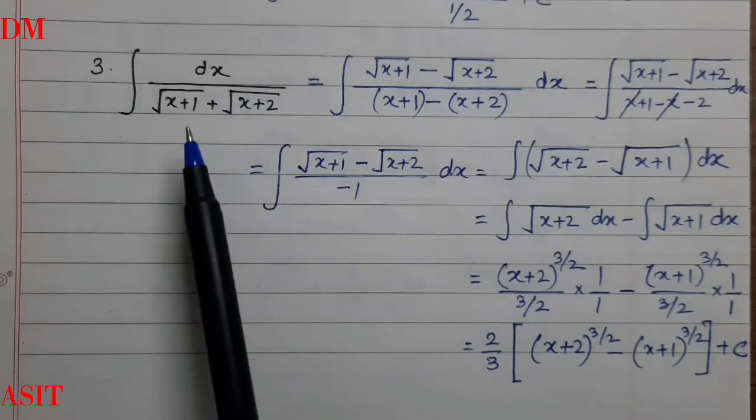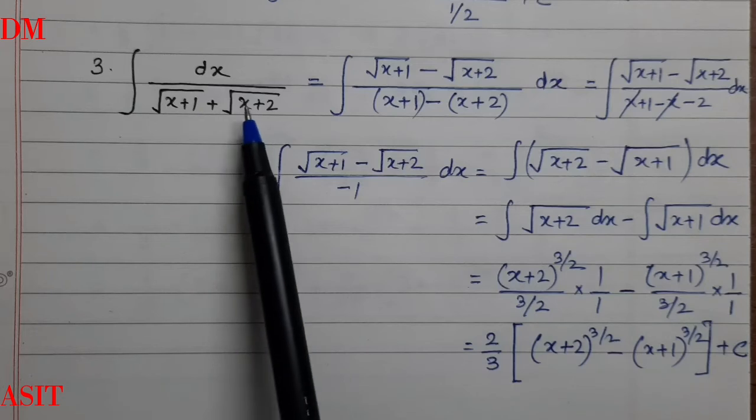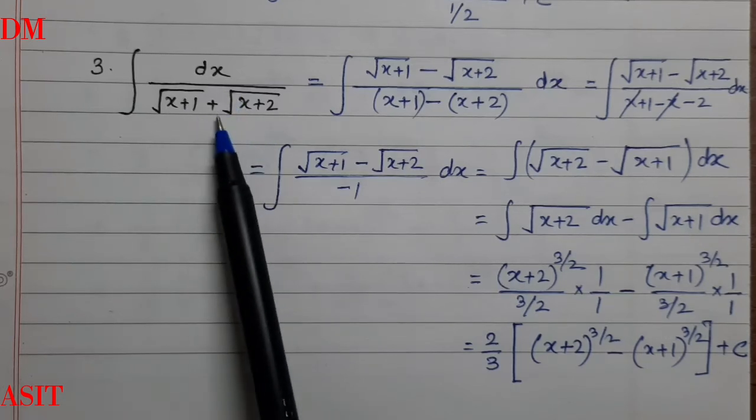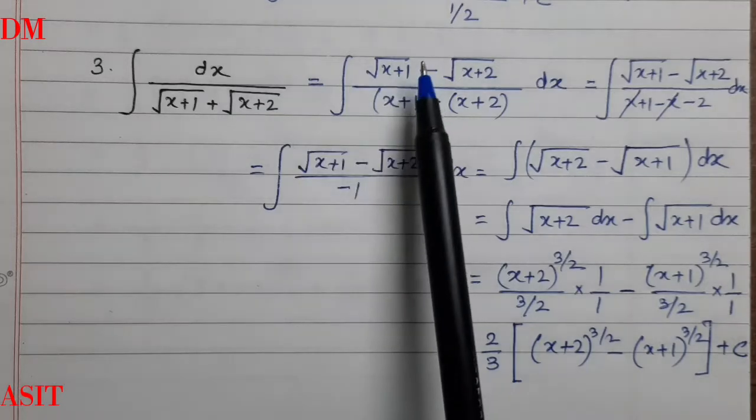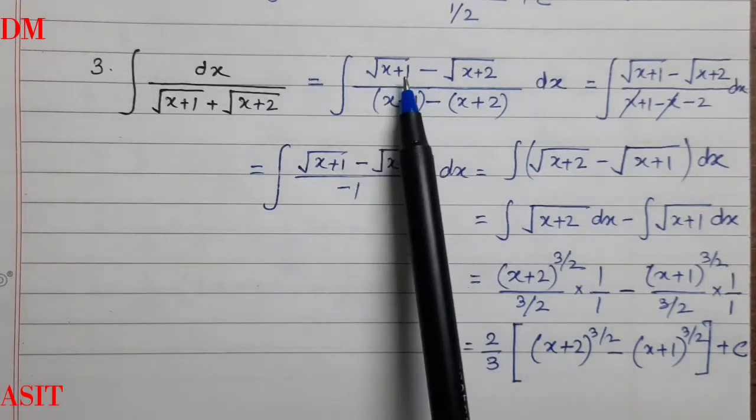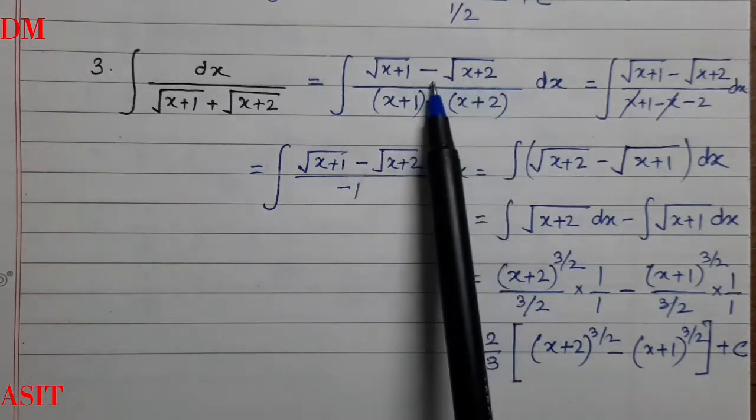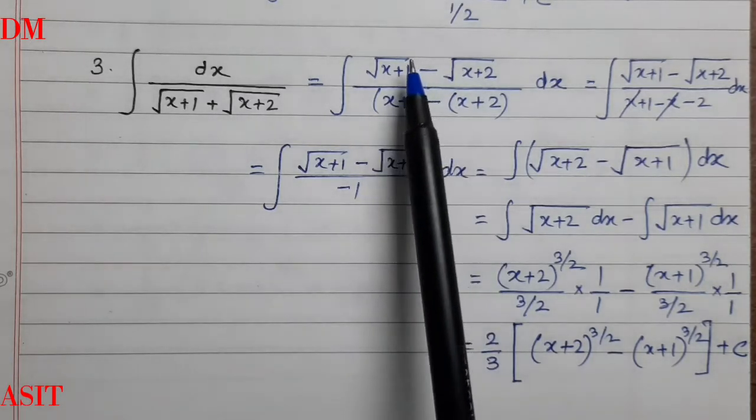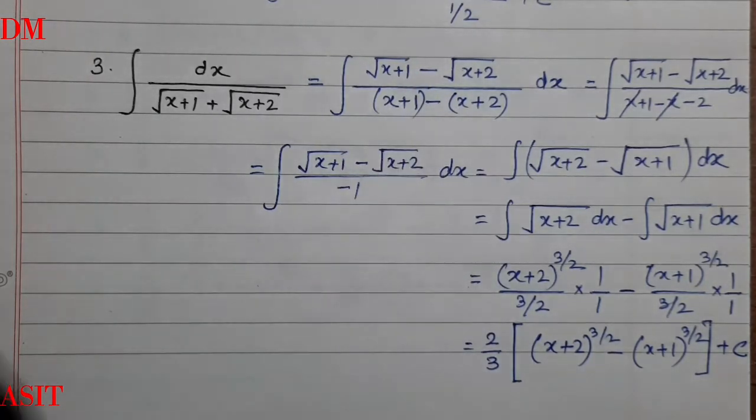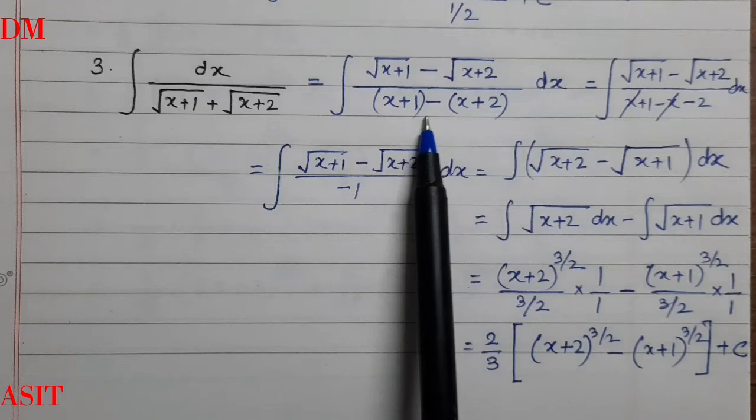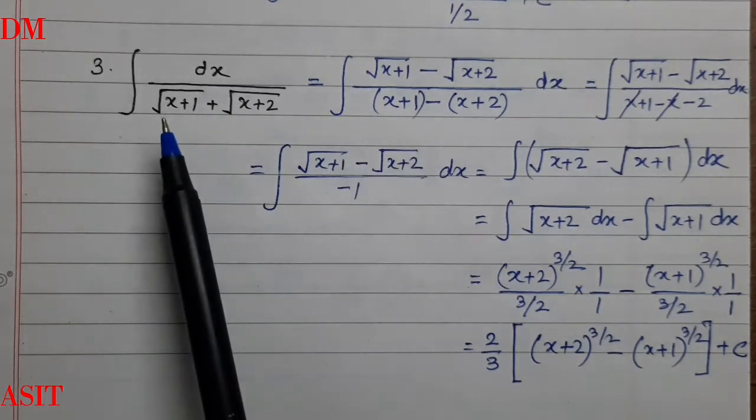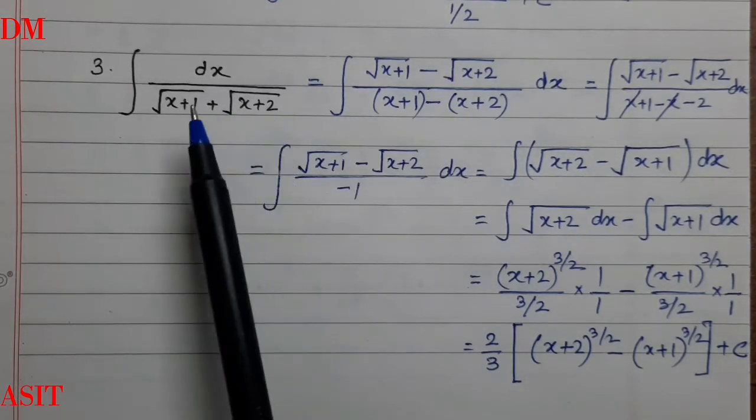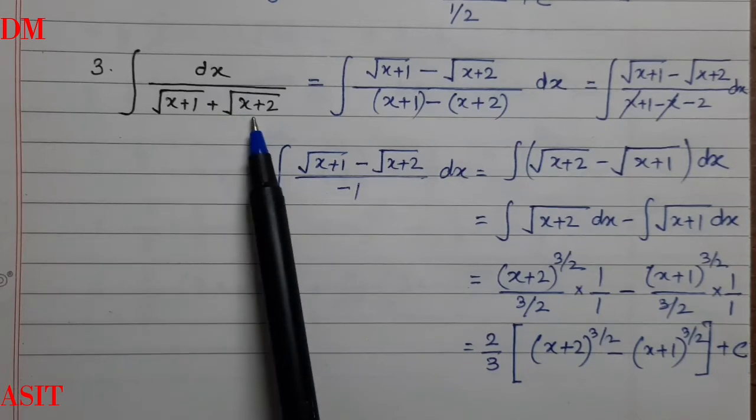So what should I do here? I will just rationalize the denominator. So to rationalize the denominator, the rationalizing factor is root over of x plus 1 minus root over of x plus 2. So we need to multiply this expression in both numerator and denominator. So when we multiply this expression in the denominator, I can apply the formula of a plus b into a minus b, and according to that formula it will become a square minus b square.